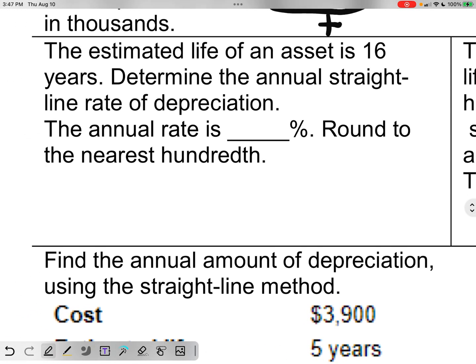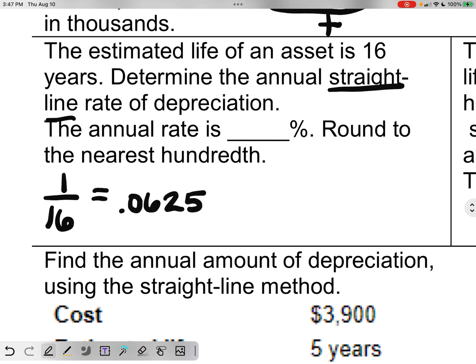Okay. The estimated life of an asset is 16 years. Determine the annual straight line rate of depreciation. This one's so easy. It's essentially saying that you lose 1 year for each year that lapses. So your ratio is simply this. And if I do 1 divided by 16, I would produce this decimal. So as a percentage, and it says to round to the nearest hundredth, I'll be at 6.25%.